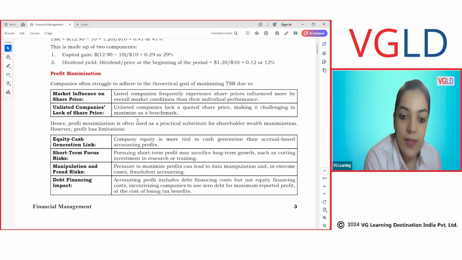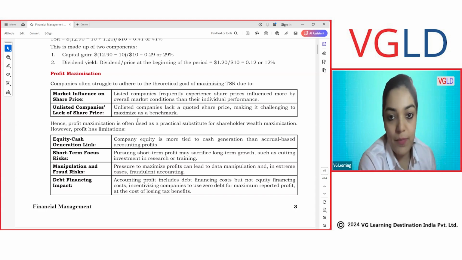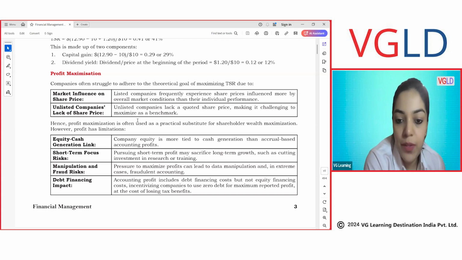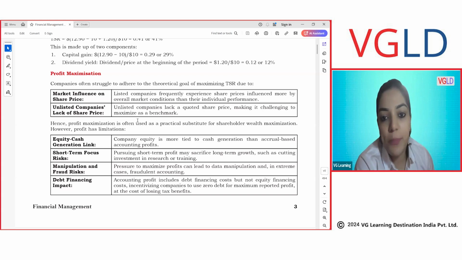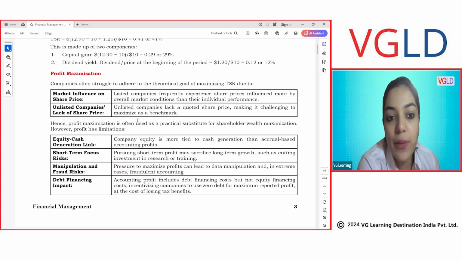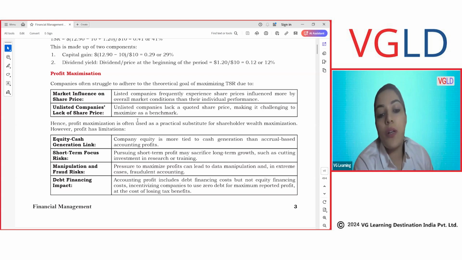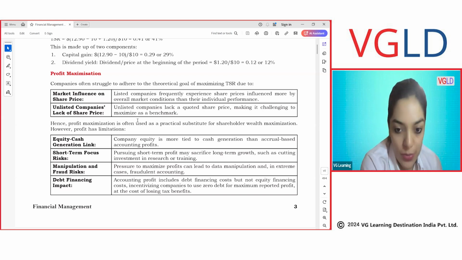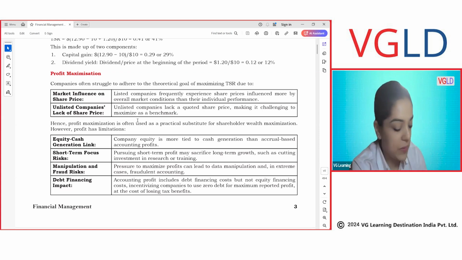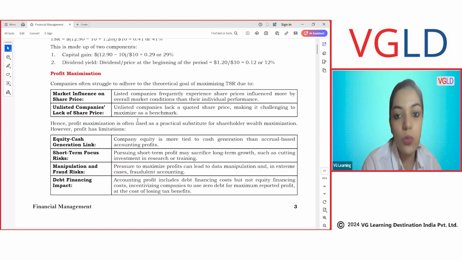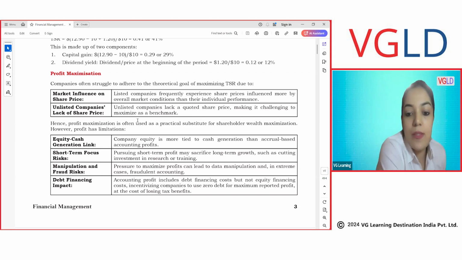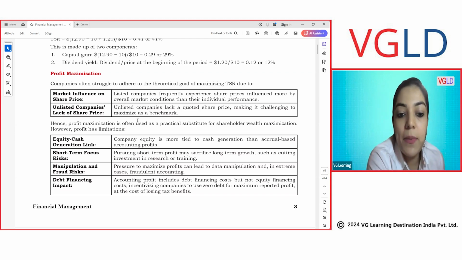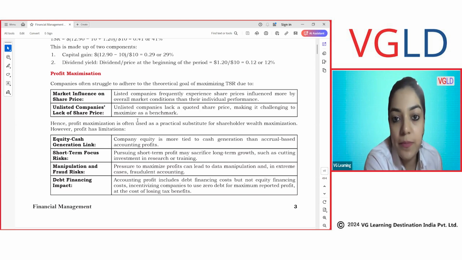Then it means that profit is not the same as cash, and therefore the value of the company, which is more dependent on cash generation, profit is not the right benchmark for valuing a company. Then short term focus risk. Pursuing short term profits may sacrifice long term growth, such as cutting investment in research and training. So, just to increase your profitability in the short term, the company may resort to practices like cutting down the investments in research and training, and that may not be a good idea in the long term.